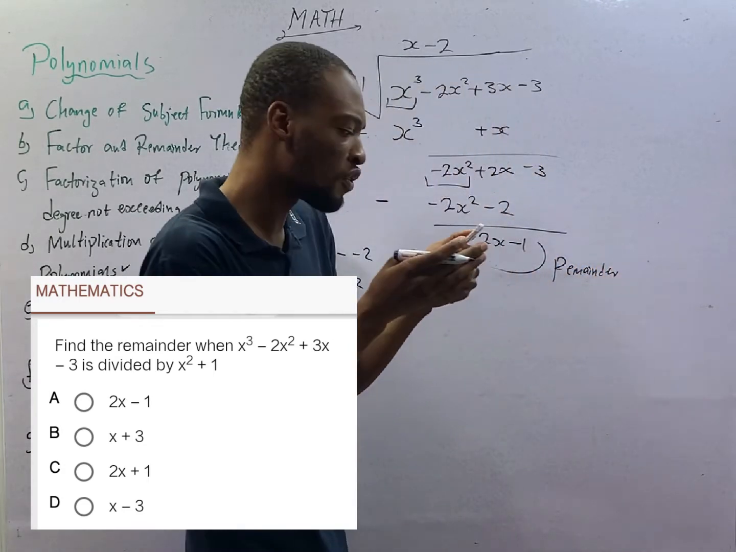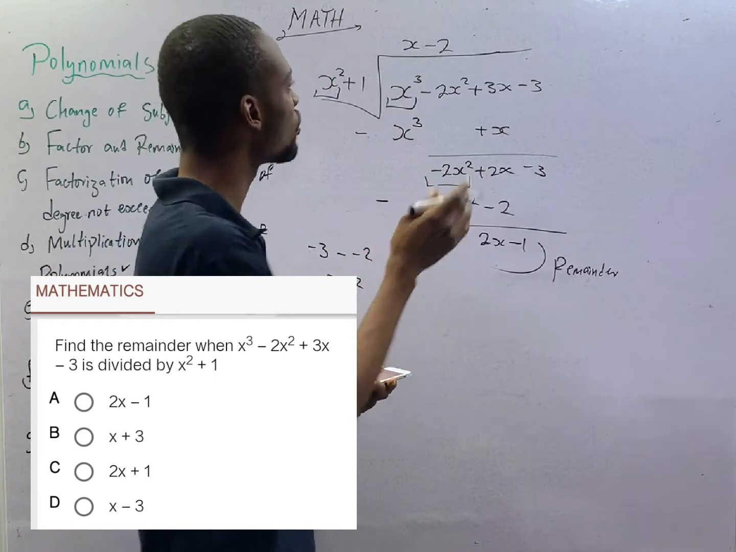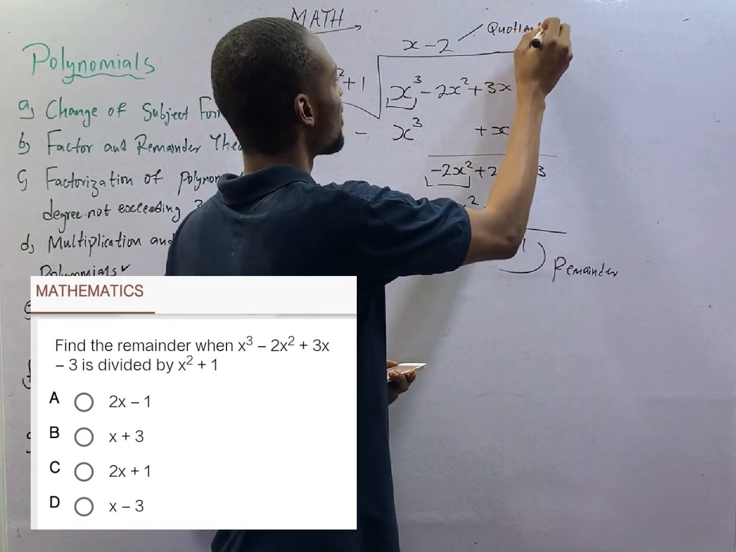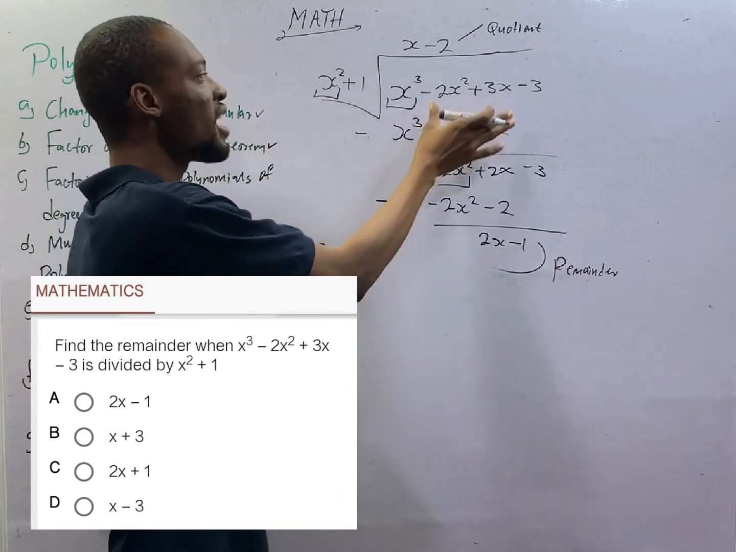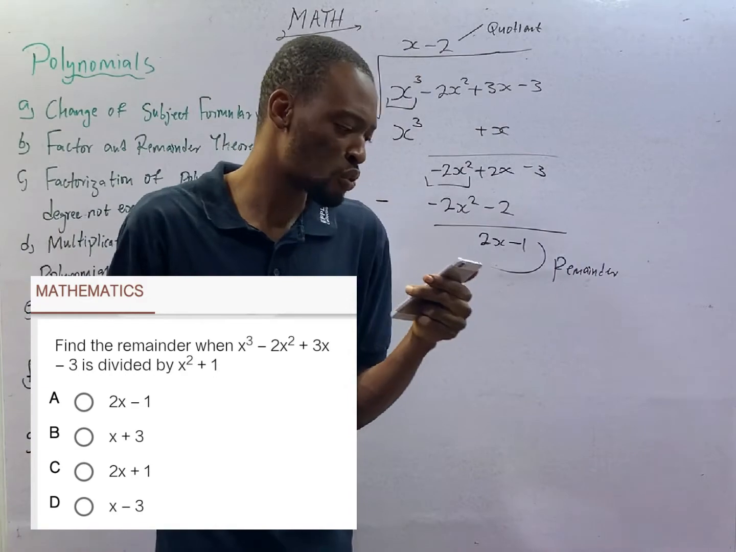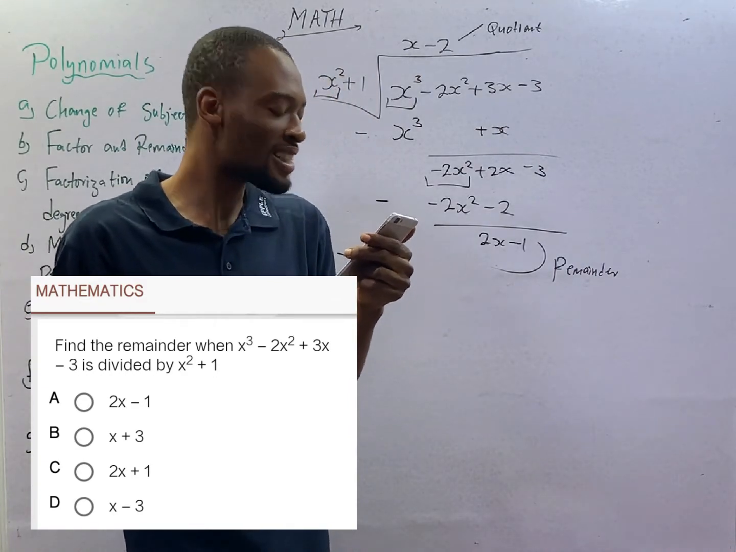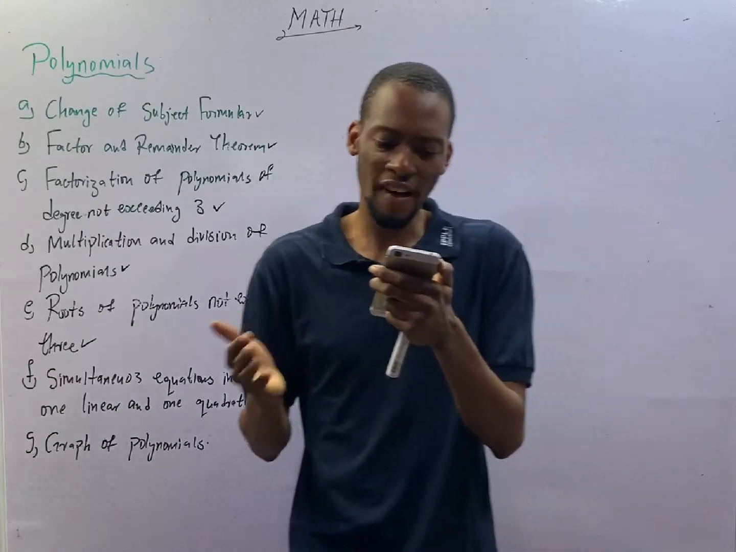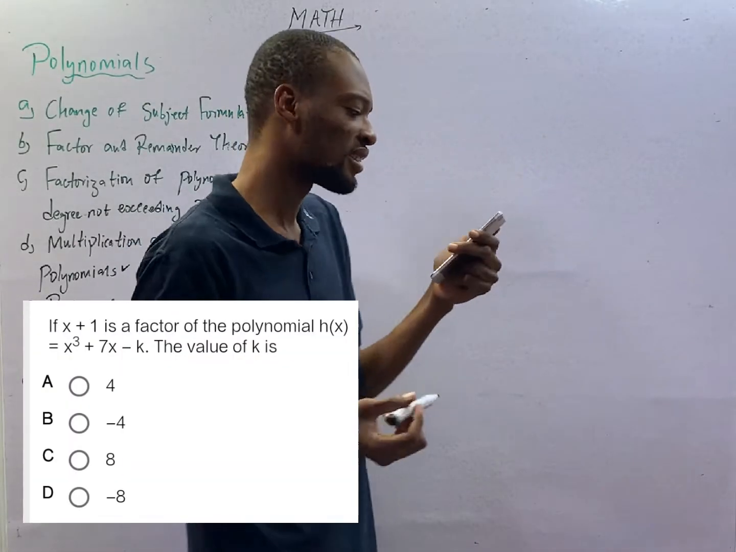Now if you were asked for the quotient, here would be your quotient. And here is the divisor. Here is the dividend, or you say the polynomial. 2s minus 1 is the remainder, and option A is the correct option.